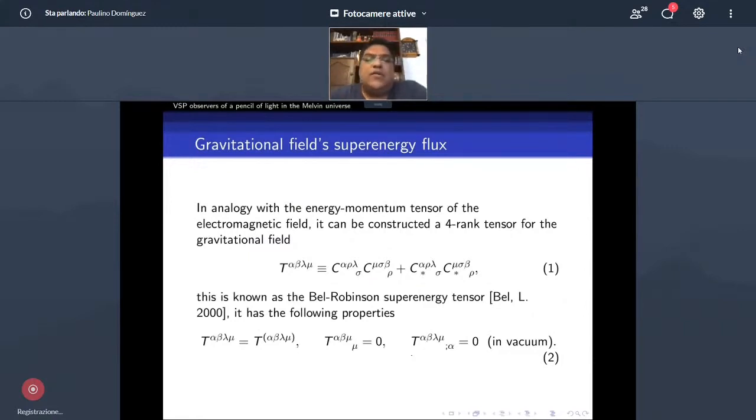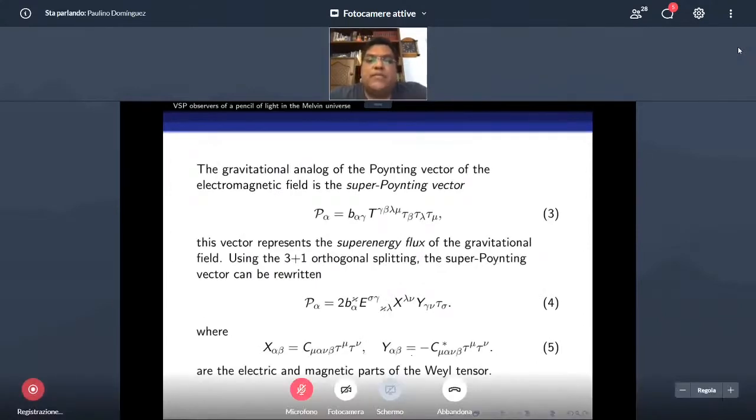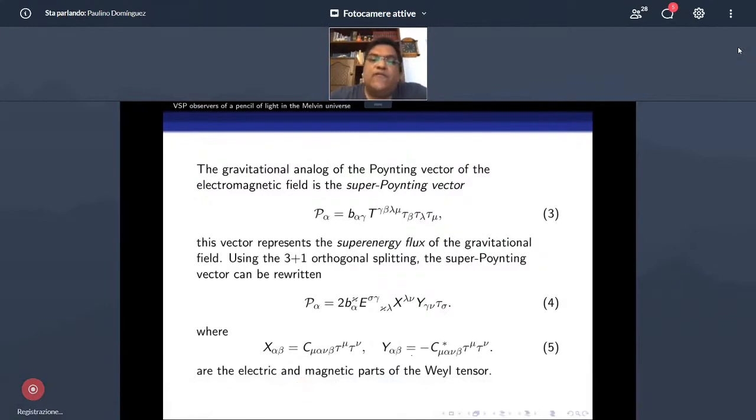And let's talk a little bit about the superenergy tensor, the Bell-Robinson tensor. This tensor is constructed in analogy to the well-known energy momentum tensor in electromagnetism, but with the help of the Bell tensor C. So this is a four-rank tensor, and it has these mathematical properties. Next, we can construct a super-Poynting vector in analogy with the Poynting vector of electromagnetism by making these three temporal projections and one spatial projection.